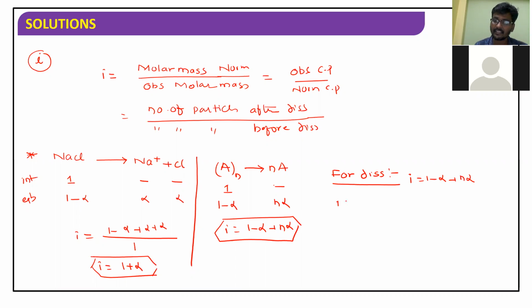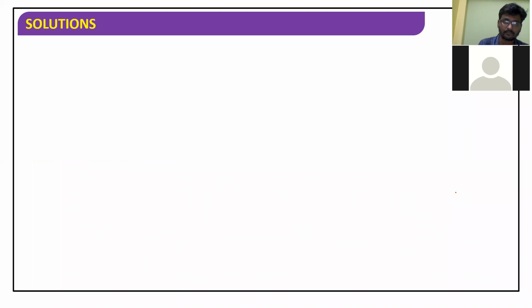Suppose he gives the salt NaCl. You know that NaCl is dissociated as Na plus and Cl minus, so substitute n here. Suppose he gives barium chloride. It is dissociated into 3 ions, so substitute 3 here. Suppose he gives aluminium sulfate. It is dissociated to give 5 particles. Just substitute 5 here. That is enough.